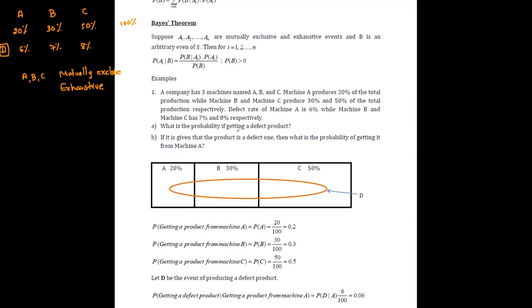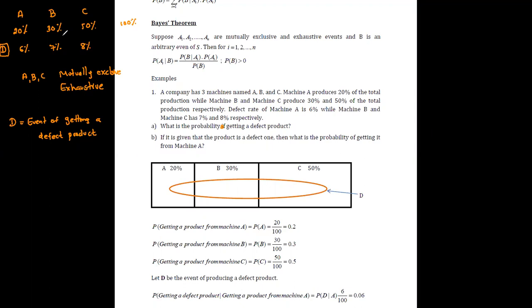Therefore, now we know the defect rates for each of these machines. In the first part, it asks what is the probability of getting a defect product. Therefore, here I am defining another new event. Event D is the event of getting a defect product.